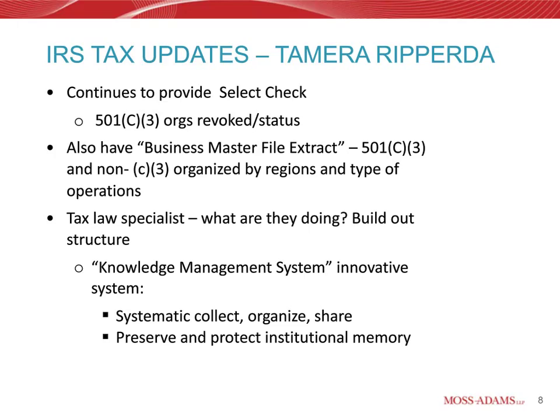Another program that they have is called the Business Master File Extract, and this one is also available through irs.gov. It's organized by regions and type of operations, so it includes C3s and non-C3s. It really has a lot of data. It's in Excel format, and you need to know what the codes are for the columns to have it mean anything to you. It's not as user-friendly, but it has a lot of really good information.